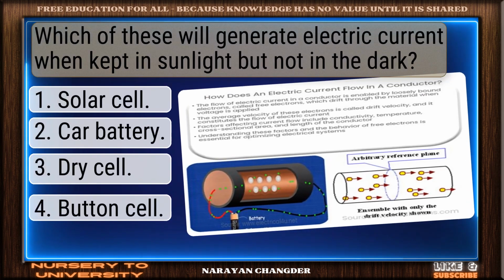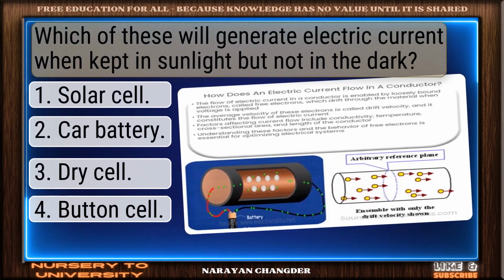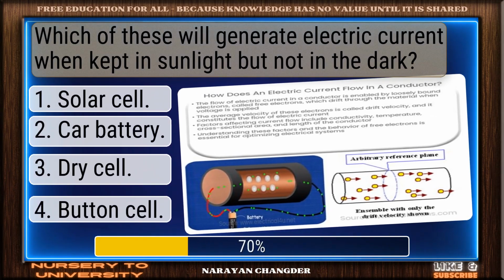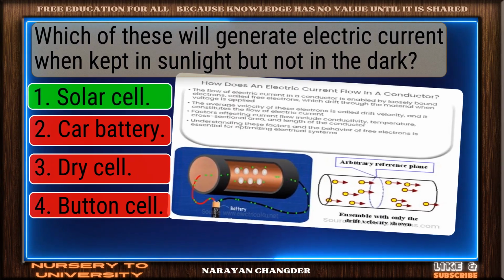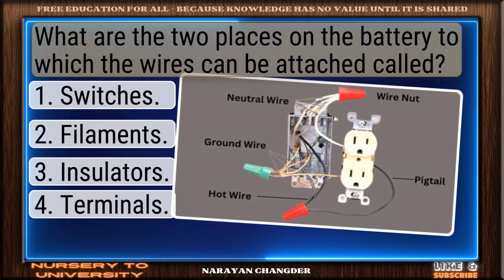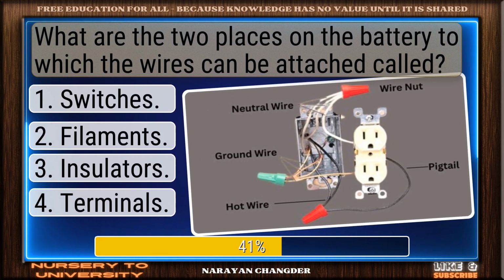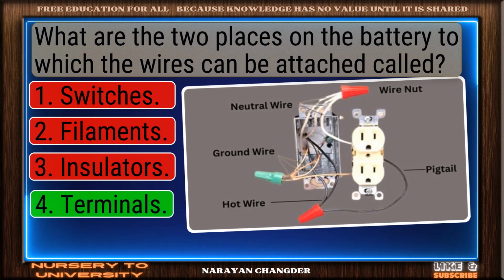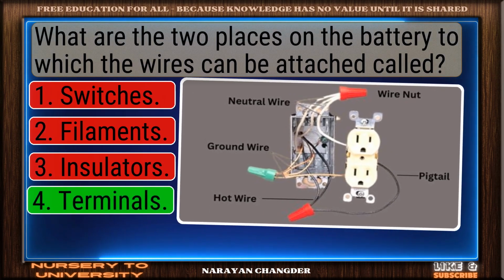Which of these will generate electric current when kept in sunlight but not in the dark? Great job. Solar cell is the accurate answer. What are the two places on the battery to which the wires can be attached called? On track. Terminals is the correct answer.